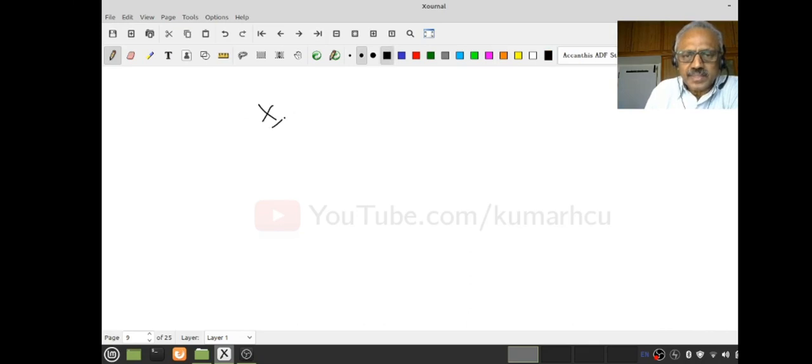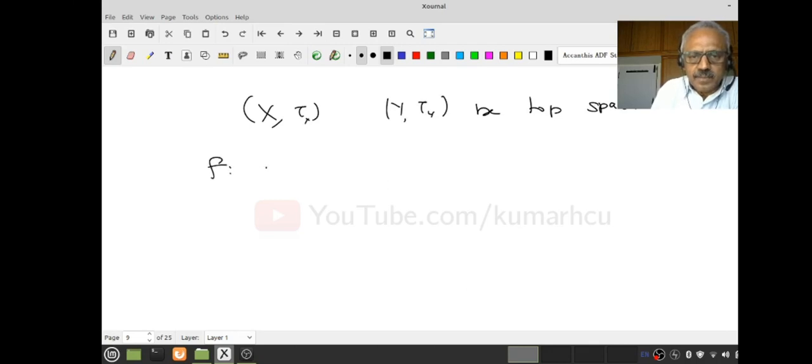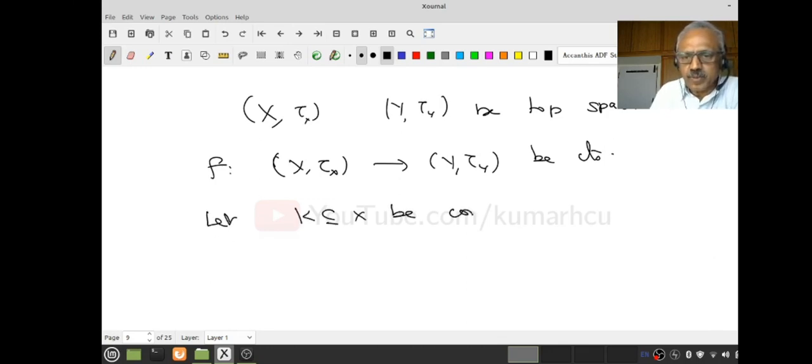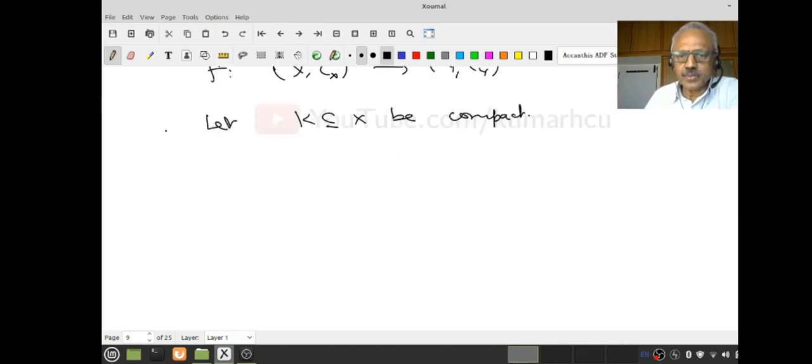So let (X, tau_X) and (Y, tau_Y) be topological spaces, and let f from (X, tau_X) to (Y, tau_Y) be continuous. Let K in X be compact, so let it be a compact subset of X. Then what is it that I want to prove? This is the theorem we want to prove: f(K) is compact.